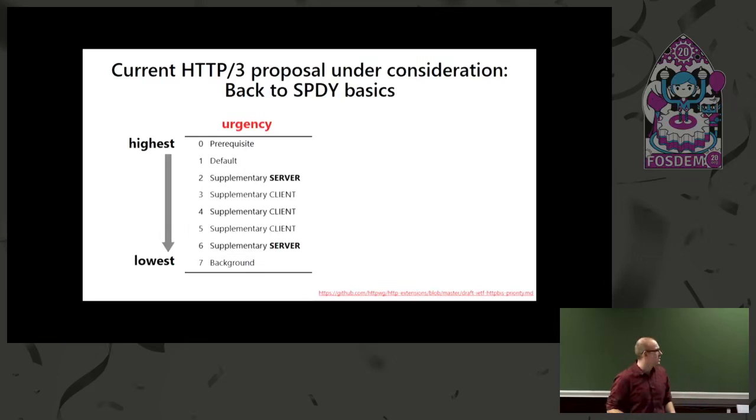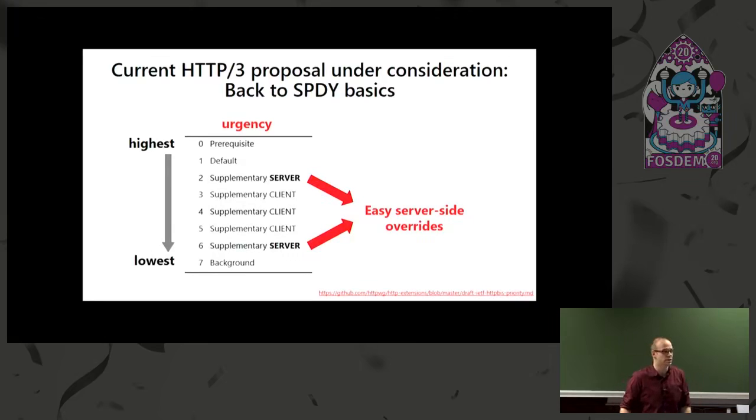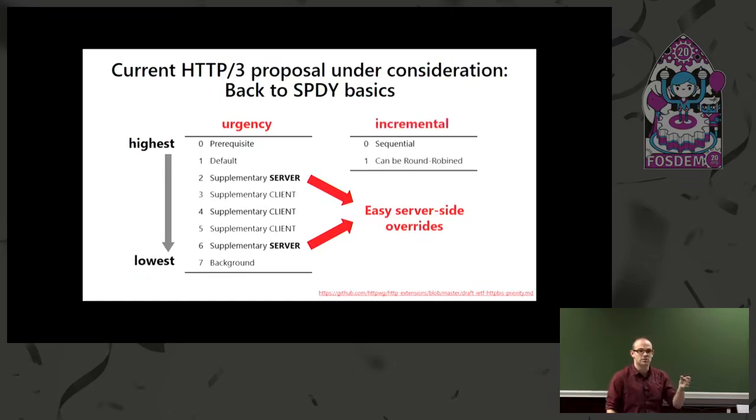The first thing is that you can see that there are a couple of these levels that are now reserved for the server. This means that it doesn't really matter what the browser ends up doing with this. The server is always going to be able to do the server-side overrides that we couldn't really do in HTTP2. The second new feature is that each resource can now get an incremental flag, indicating if it should be round-robin on the wire or not. Right? This is the main part of the spec.